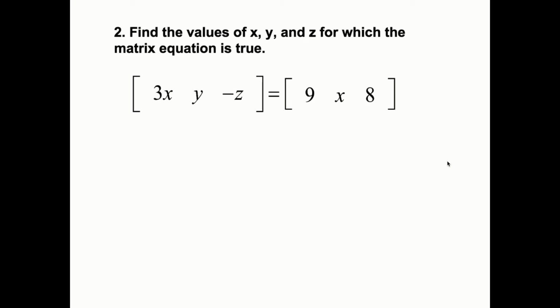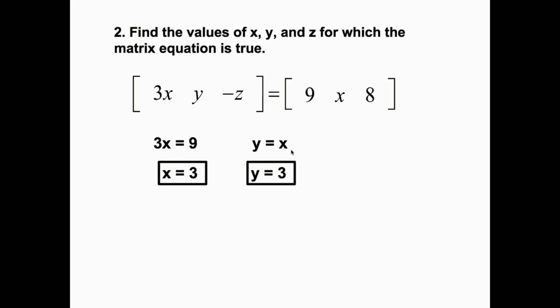All right, so it says to find the values of x, y, and z for which the matrix equation is true. Notice that we have an equal sign in between. That means the first number in the matrix will equal the first number in the matrix. So that would mean if I divide by 3, x is 3. The second number in the matrix should equal the second number in the matrix, so y equals x. Well, notice x is 3, so if you substitute that in for x over here, that means y is 3. The last number should equal the last number, so negative z equals 8. Z is not by itself, so I have to divide by negative 1, so z equals negative 8.